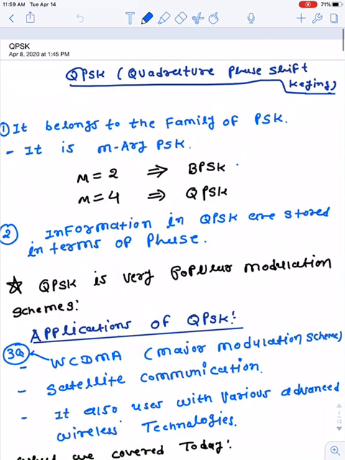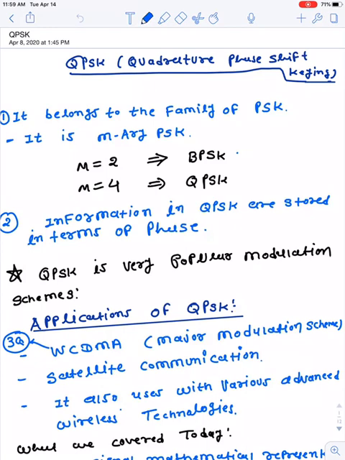Among the schemes we have learned so far, the QPSK scheme requires special attention, because QPSK has lots of applications. In today's wireless communication, the QPSK scheme is playing a key role, whether it is WCDMA or satellite communication. QPSK is playing a very important role in all of today's advanced wireless communication schemes. So in today's lecture, we will discuss the various aspects of the QPSK scheme and how it is a more powerful modulation scheme compared to other conventional modulation schemes.